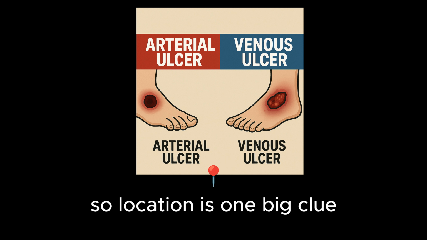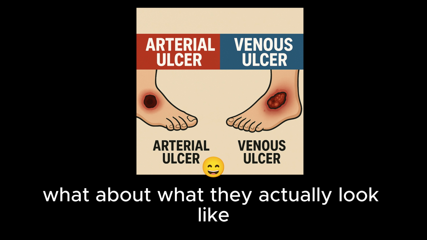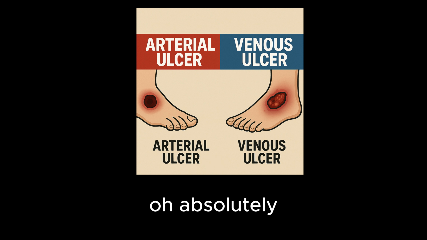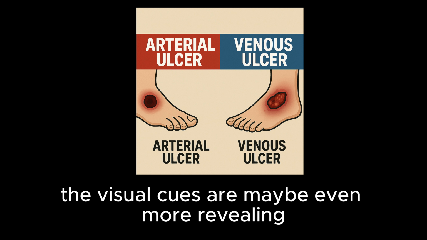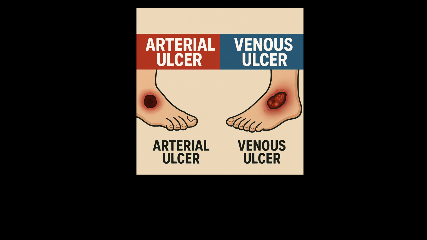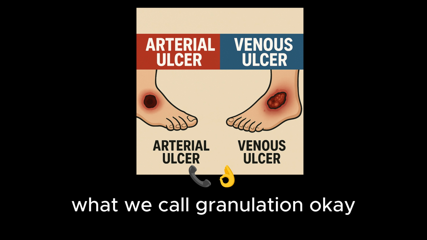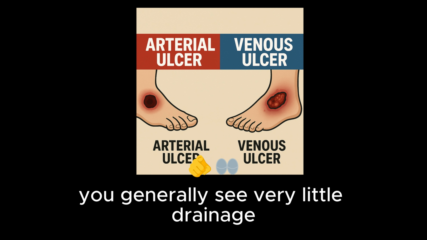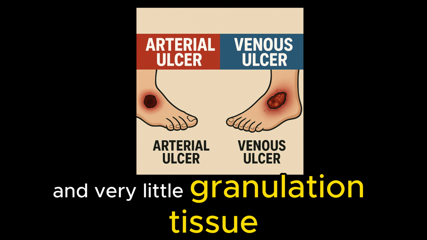Okay, so location is one big clue. What about what they actually look like? The appearance must be different too. Oh, absolutely. The visual cues are maybe even more revealing. Let's start with drainage and healing tissue, what we call granulation. Okay. For arterial ulcers, you generally see very little drainage and very little granulation tissue.